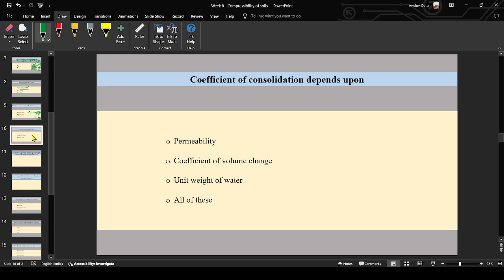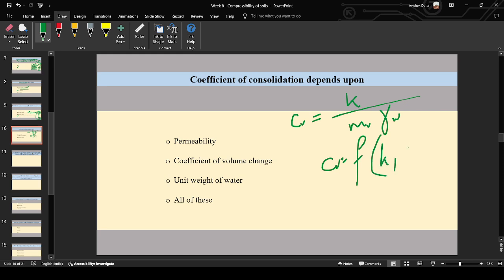Coefficient of consolidation depends upon. The formula is Cv equals K divided by mv gamma w. So we can say Cv is a function of permeability, mv, that is the coefficient of volume change, and the unit weight of water, gamma w. So the coefficient of consolidation depends upon all the three. So all of this is the correct answer. Next question.